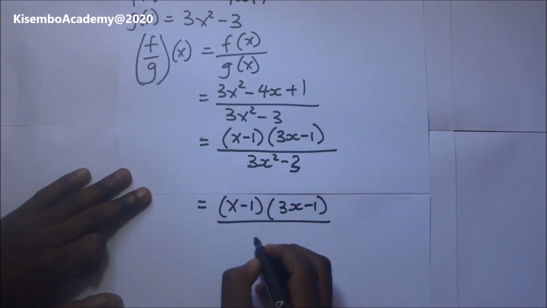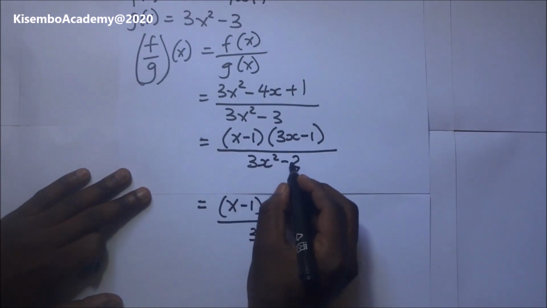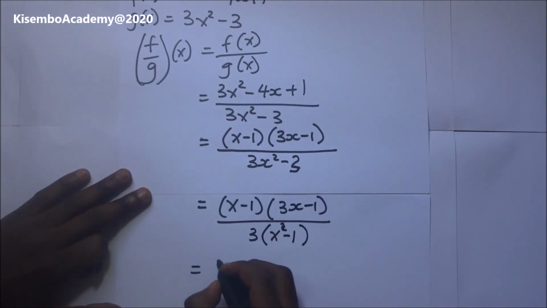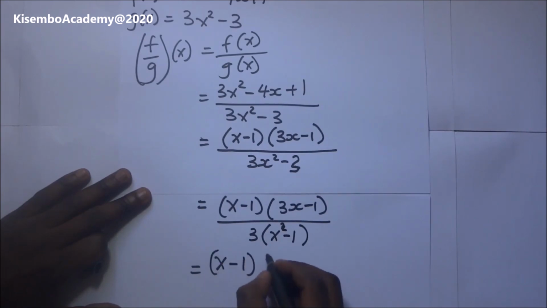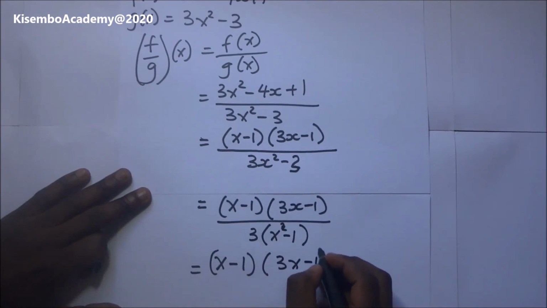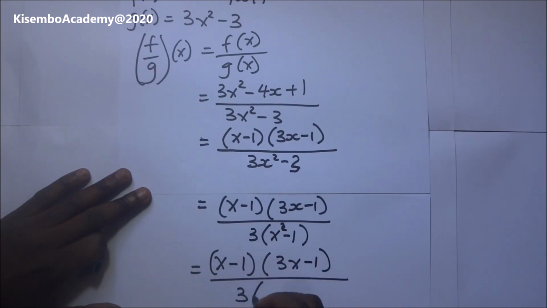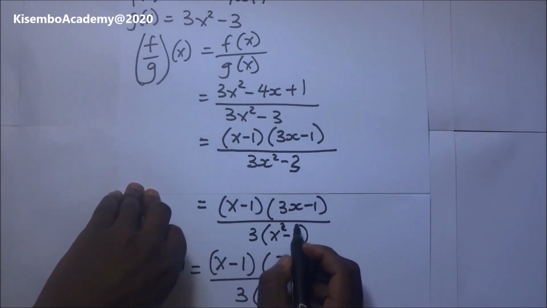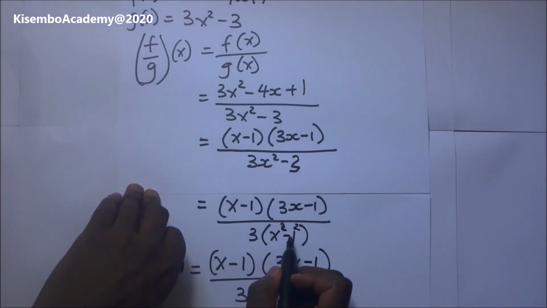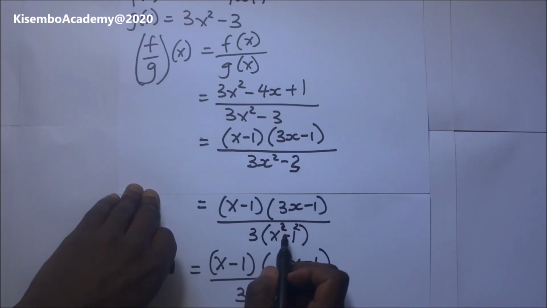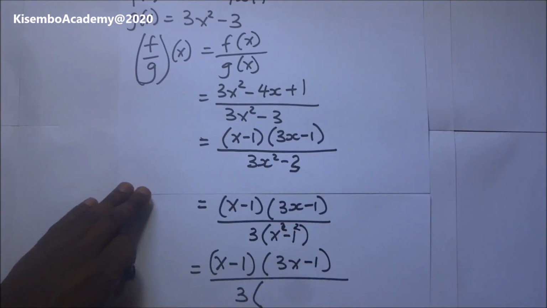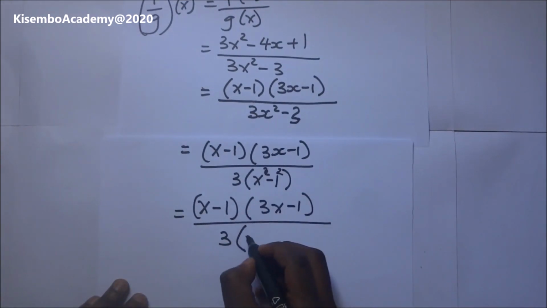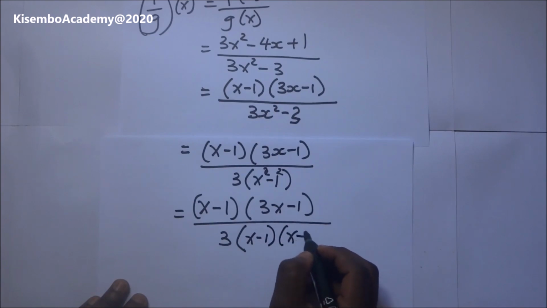So this common factor here is 3. It's going to become 3 into x squared minus 1. This is the same as saying x minus 1 into 3x minus 1, divide all that by 3, multiply that by x squared minus 1. X squared minus 1 gives us a difference of 2 squares. And how do we express difference of 2 squares? The identity in this case is going to become x minus 1 into x plus 1.